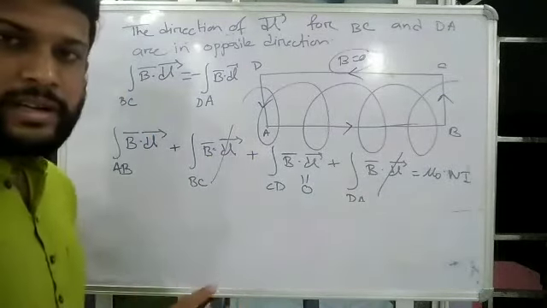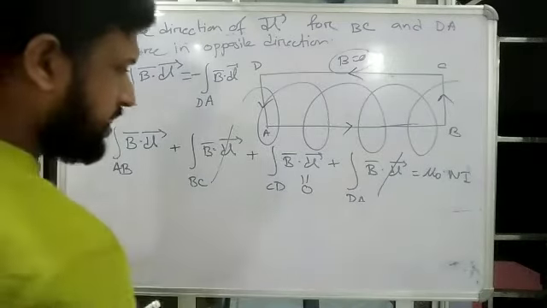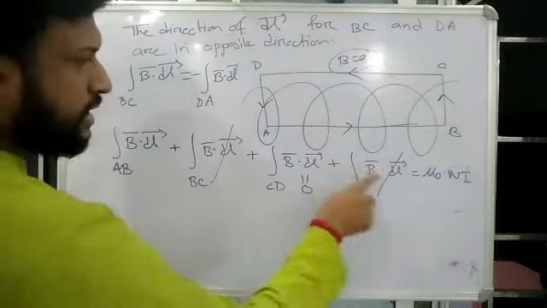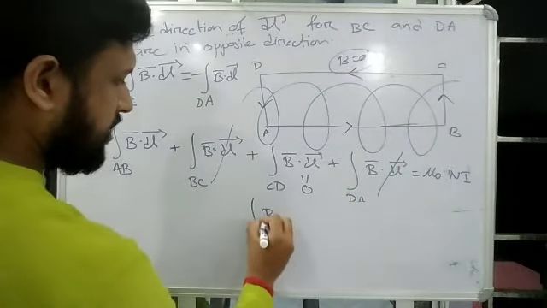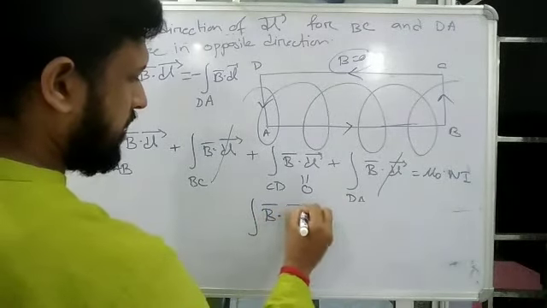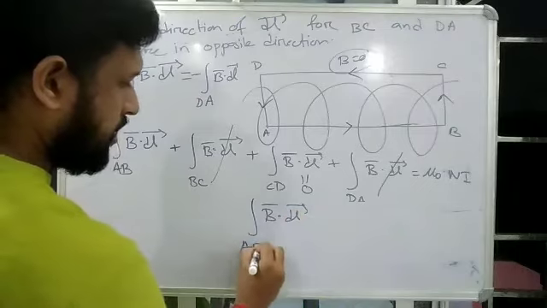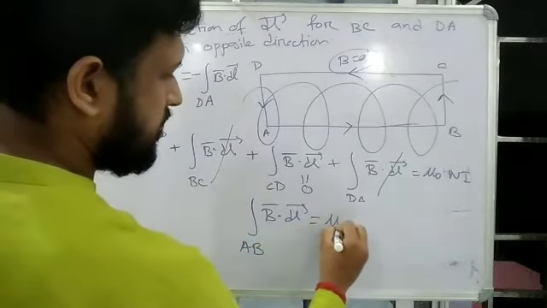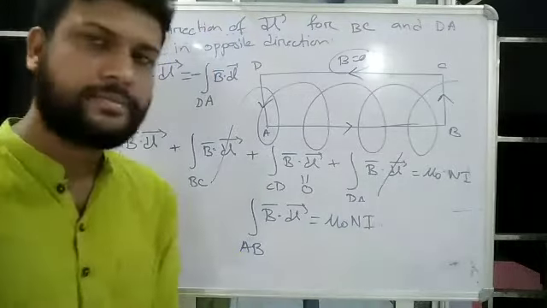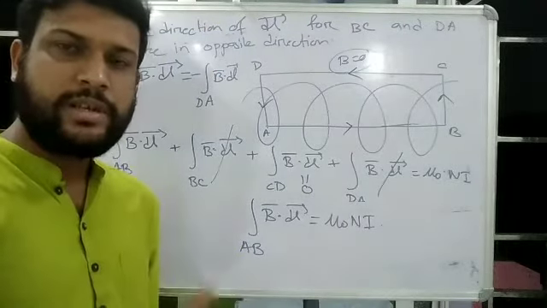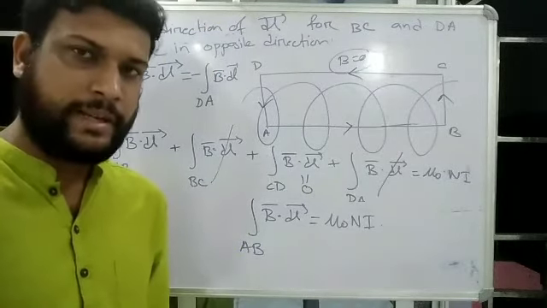So what does actually remain? See, this part is 0, these two cancel each other, so the only remaining part is B dot dl along AB, which is mu 0 n I.